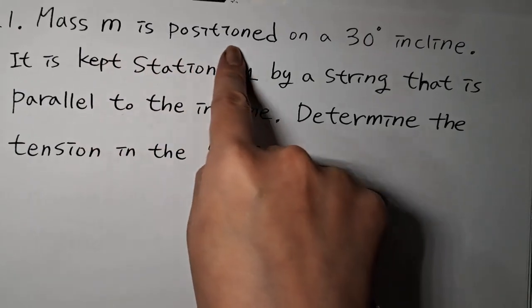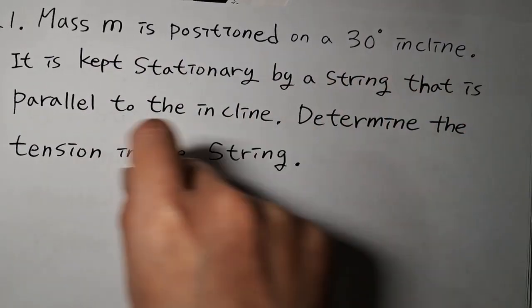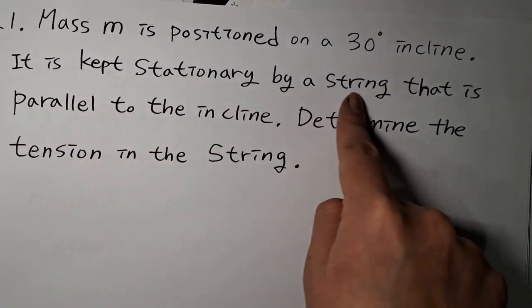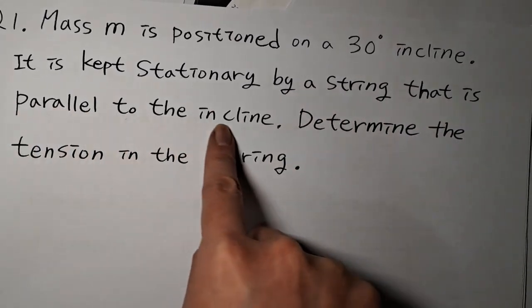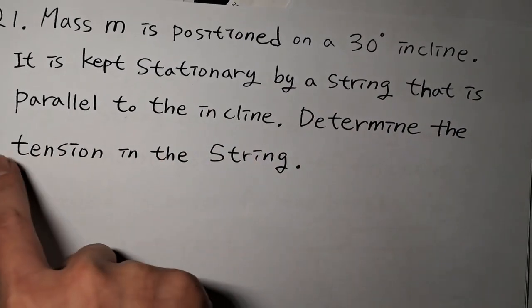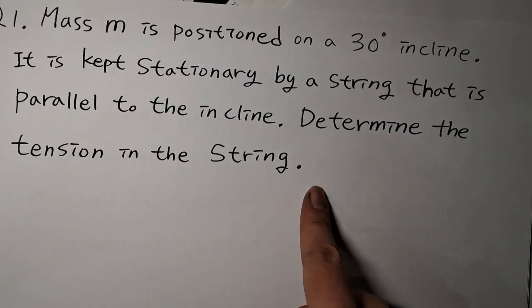Mass M is positioned on a 30-degree incline. It's kept stationary by a string that's parallel to the incline. Determine the tension in the string.